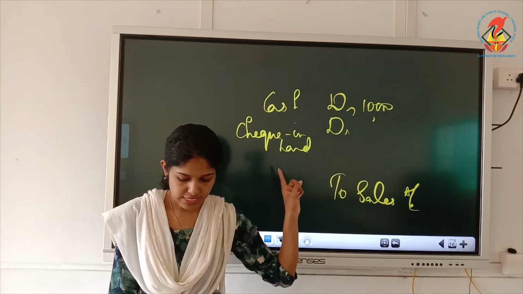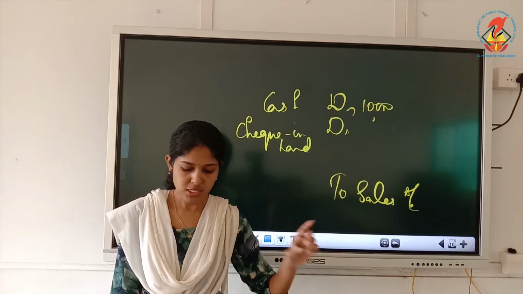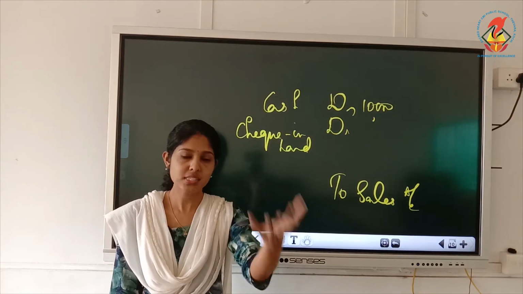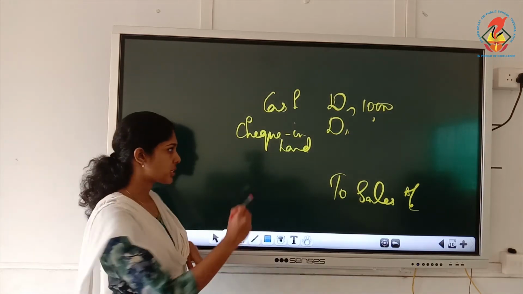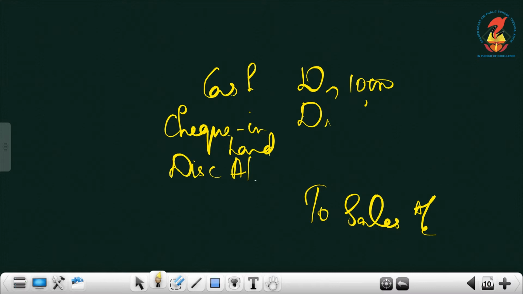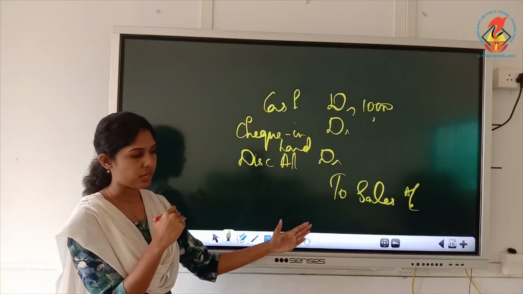So check in hand debtor. Then there is allowed him discount. We are selling, so we are allowing him discount. Discount allowed is like an expense for our firm, which will be debited being an expense. This is the compound entry.